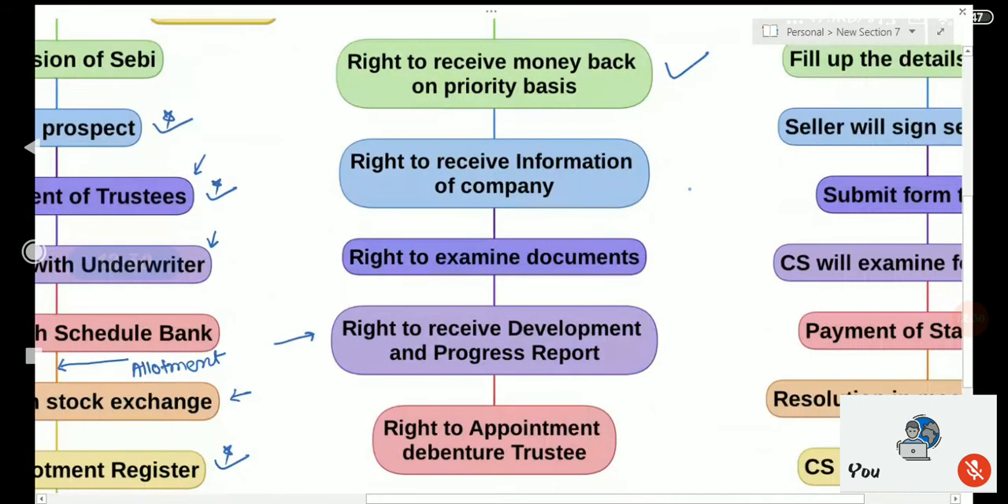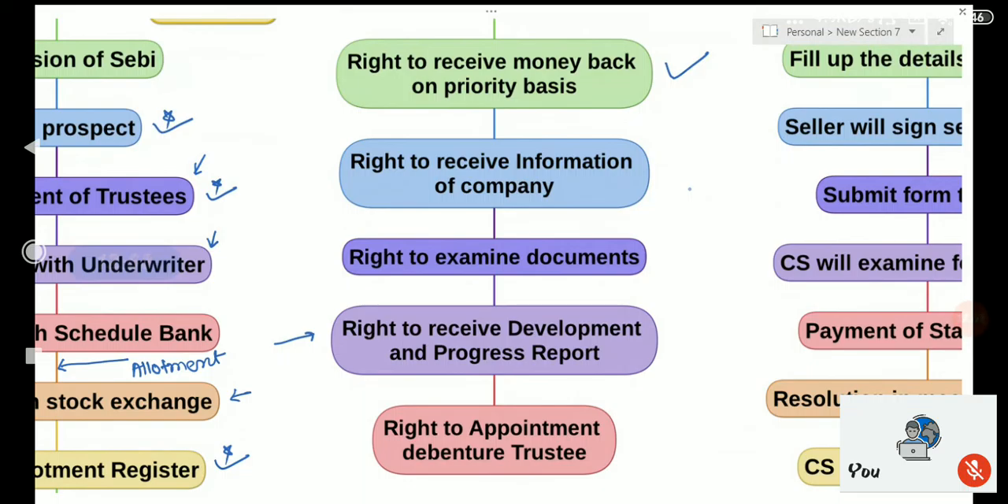And the second right is to get assurance that their money is safe. When will the return come? If my money is not safe with you, how will I get the return? So he has the right to have information of the company, the right to examine the documents, the right to receive development and progress report, and the right to appoint debenture trustees. They have the sole right to appoint debenture trustees.